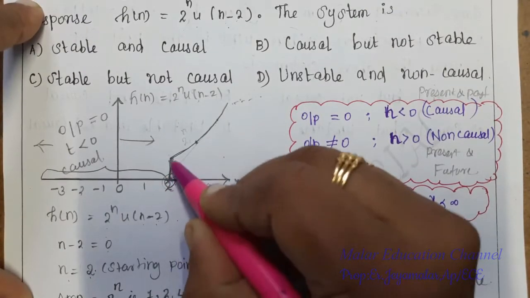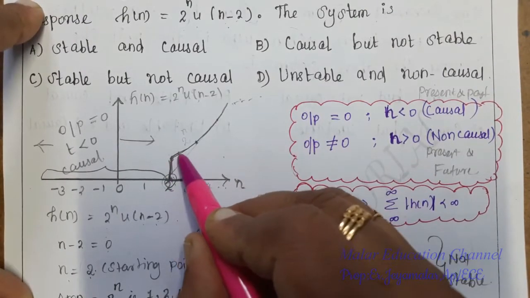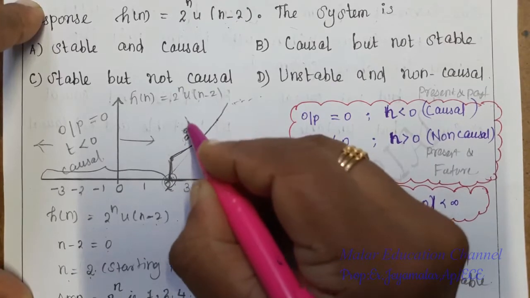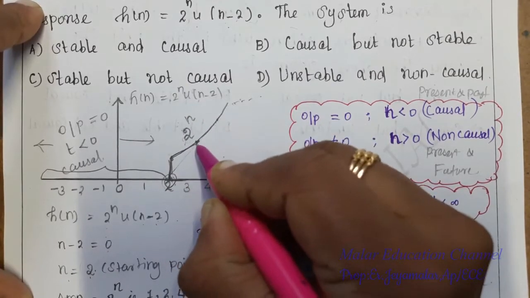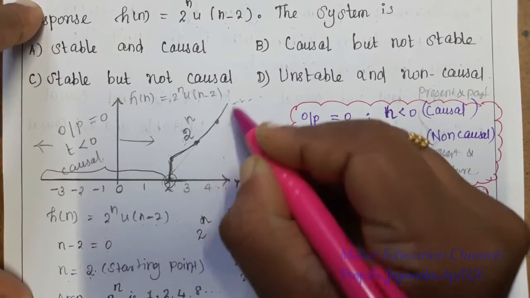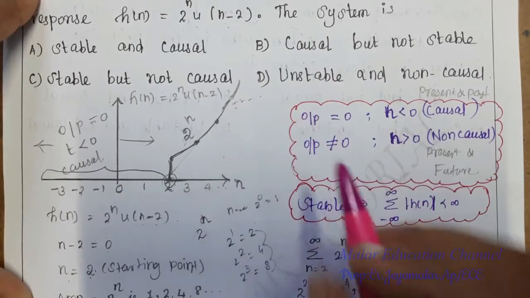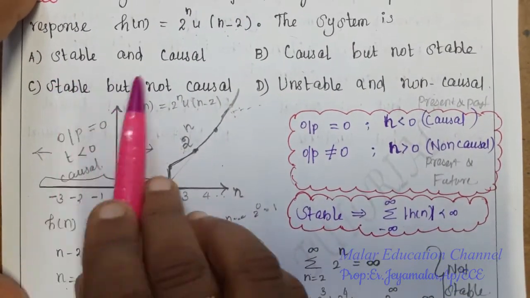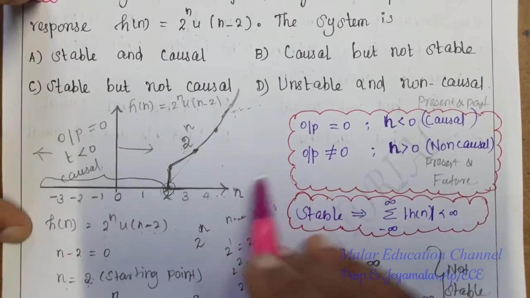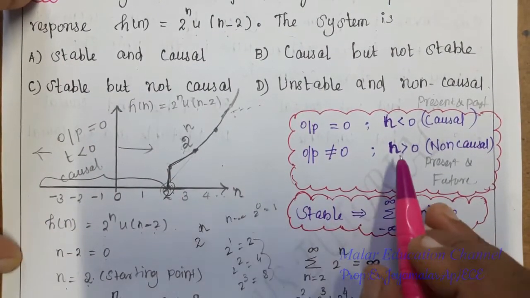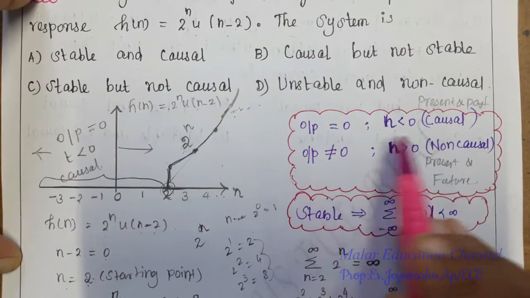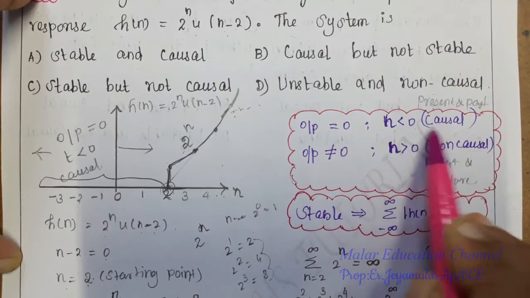Anyway, the waveform looks like this. It starts from here, the amplitude is 1. After that comes the 2 power n term: this is for 2 power n, likewise this is for 4, this is for 8, this is for 16. The waveform looks like this. See here, the options are stable and causal. Anyway, we have to check whether it is causal or not. We know for causal functions, the output equals 0 when n is less than 0.